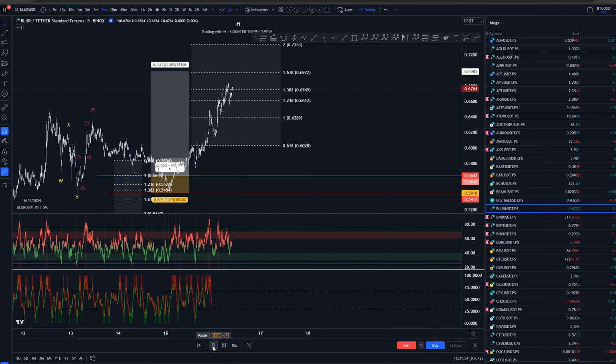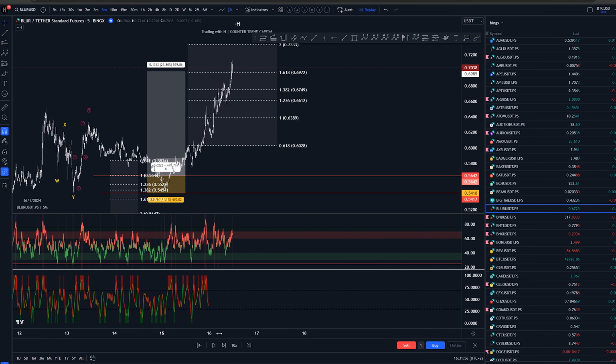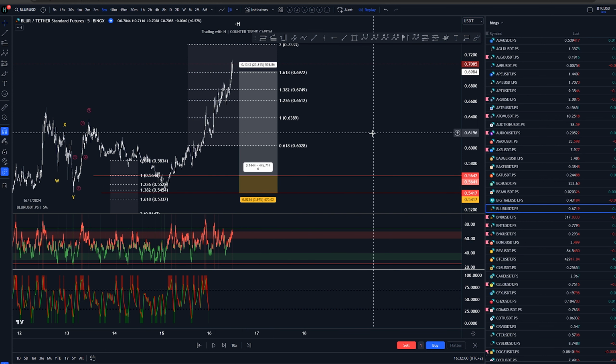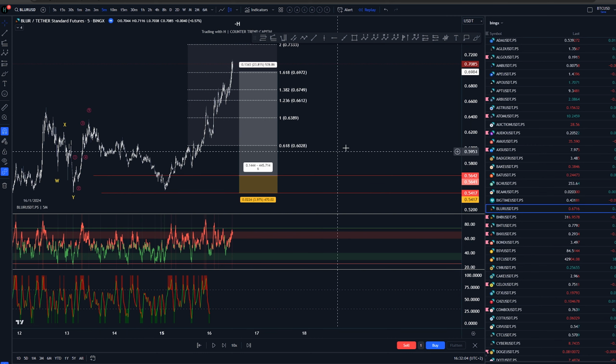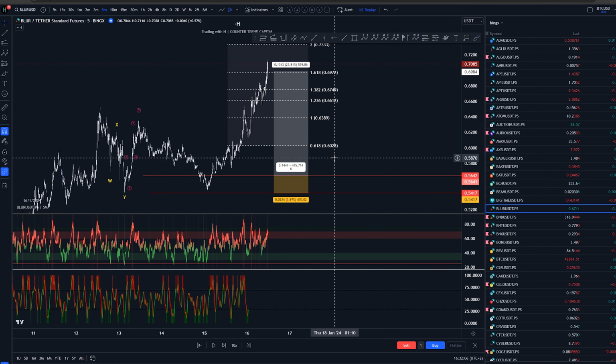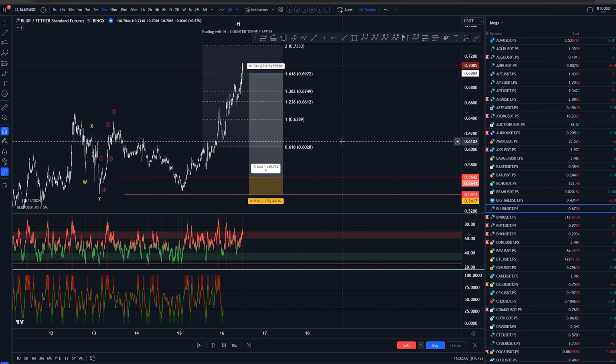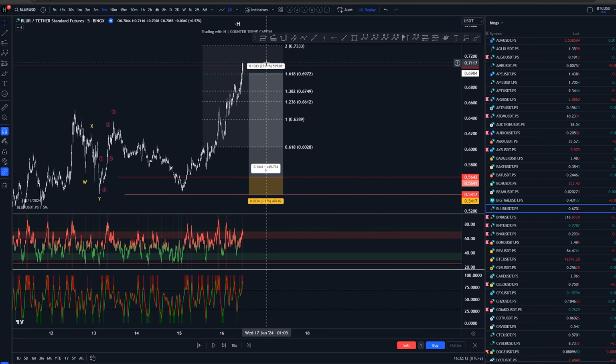It's been grinding up ever since, and it's doing really well. At this point you would be having a 61 or more risk to reward ratio on this trade, so a very successful one. That is basically the reasons why I was interested in the Blur trade, how we got into it, and why we executed it.